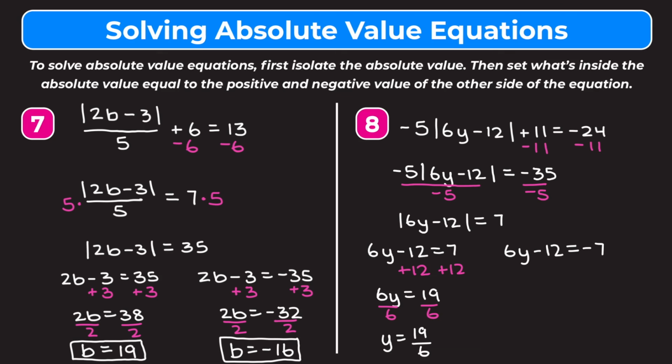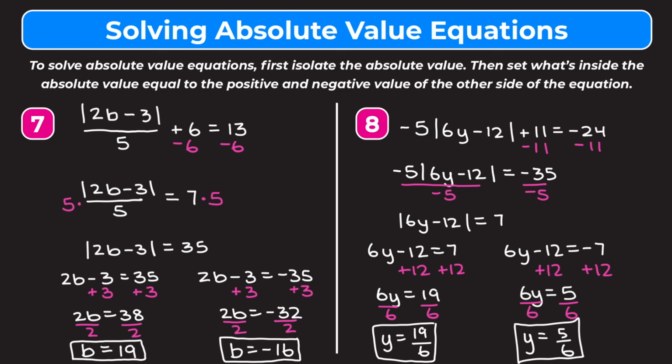And then finally, let's solve this right equation. So again, we're going to start by adding 12 to both sides. We're left with a 6y on the left. Negative 7 plus 12 is going to give us a positive 5 on the right. Divide out this 6, so divide both sides by 6. We're left with 1y, or just y on the left. And on the right, we get 5/6, which also cannot be simplified. So we get that y is equal to 19/6, or y is equal to 5/6.